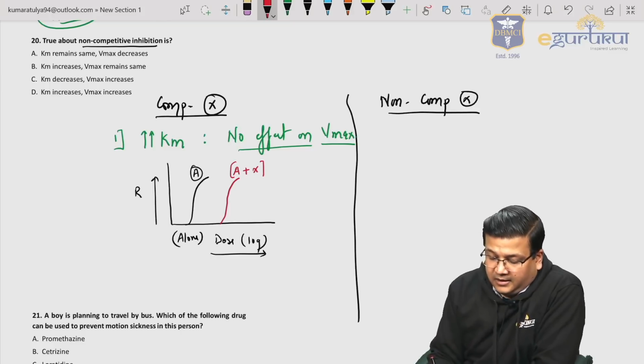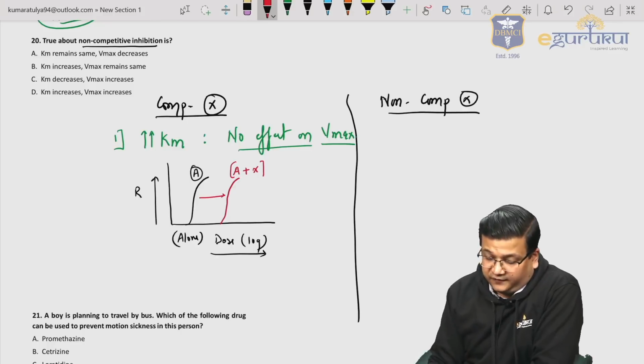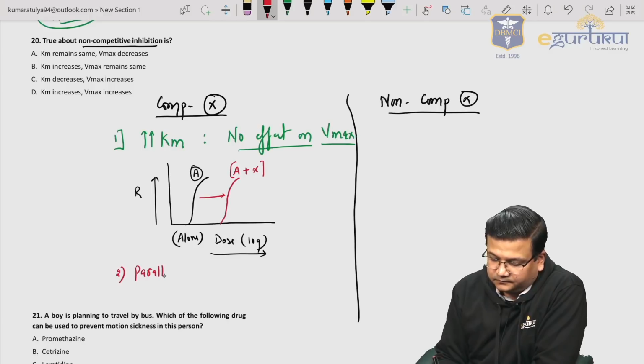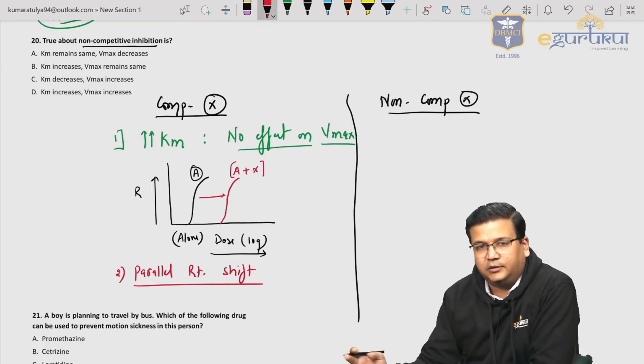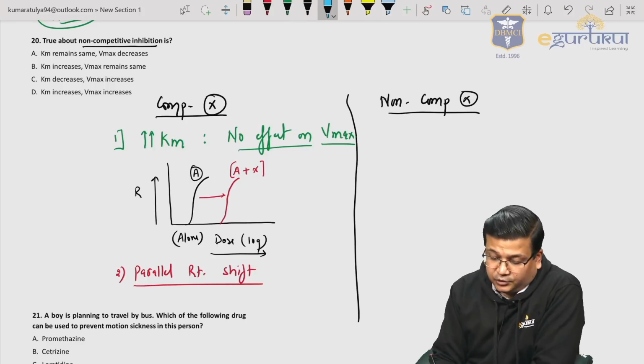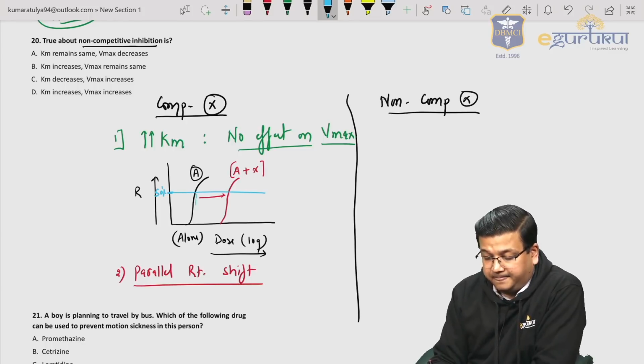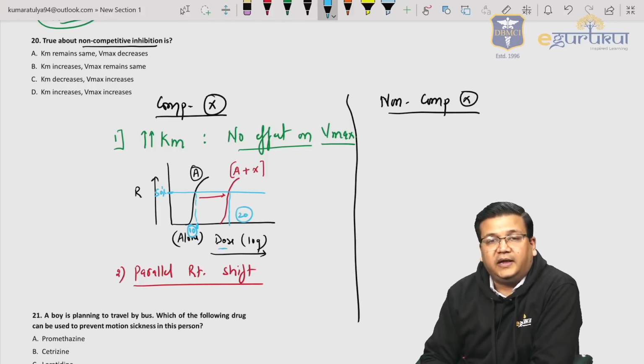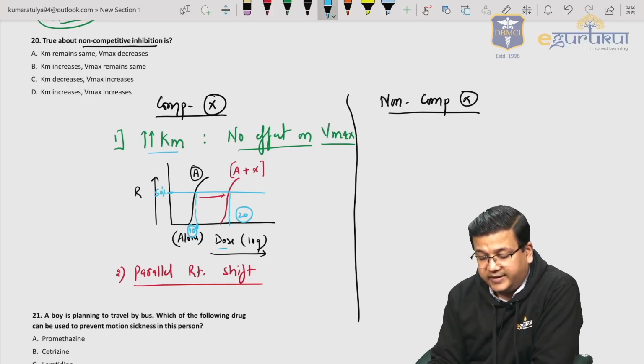So what is X doing? X has caused a parallel rightward shift. So that is the second point we write, parallel right shift in the DRC. This graph has shifted parallelly to the right. That is the effect of competitive antagonist. How do we infer or how do we read this graph? Suppose this is the 50% response. To get 50% response, earlier, suppose this is 10 milligram dose of A was required. Now to get 50% of the response, we need 20 milligram or higher dose of A. So we are getting the response, but the dose required has increased. The maximum effect or the Vmax has remained same.